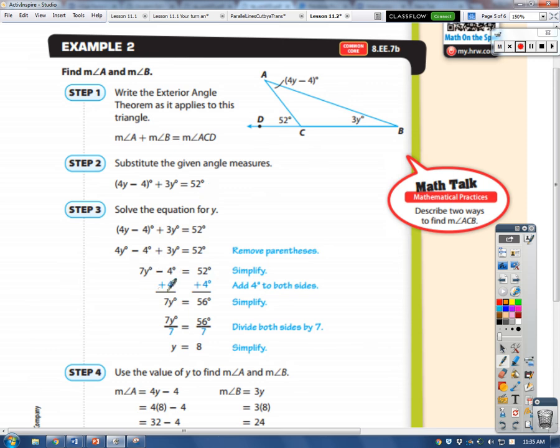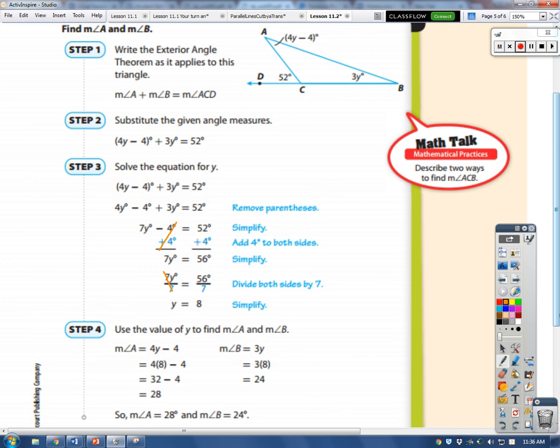They used inverse operations, added 4 degrees to both sides. Then they had 7y remaining equals 56 degrees. They divided by 7. And they got 56 divided by 7 is 8. So y equals 8. So now you got to plug that value back in, right?